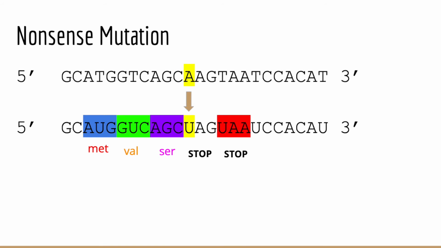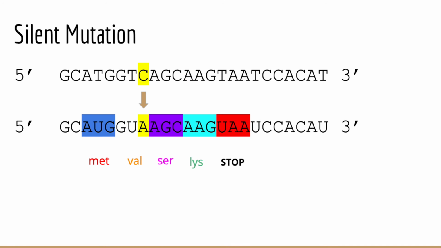A nonsense mutation results in a change in the mRNA sequence to make a stop codon. In order to demonstrate this in the sequence provided, I changed the first adenine in AGG to a uracil, causing it to be UAG, which results in one of the 3 stop codons, therefore making it a nonsense mutation. And because we are changing it from A to U, it is a transversion.